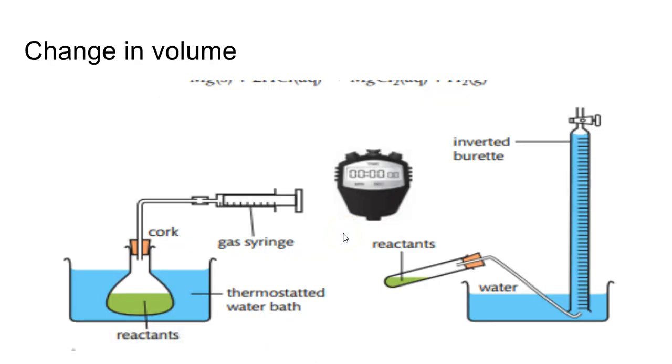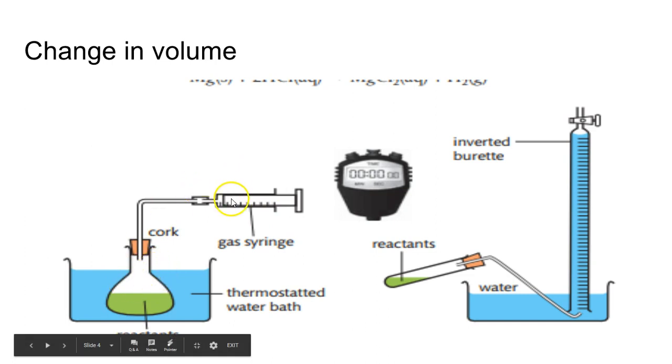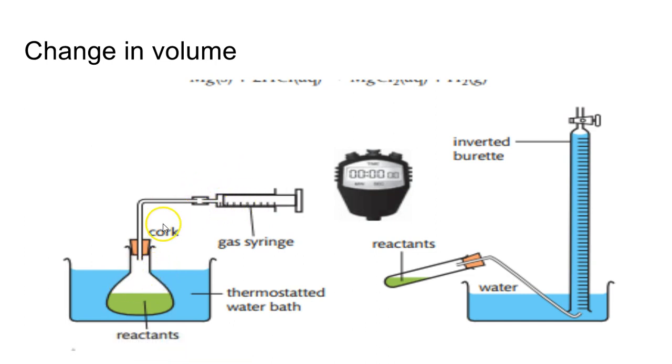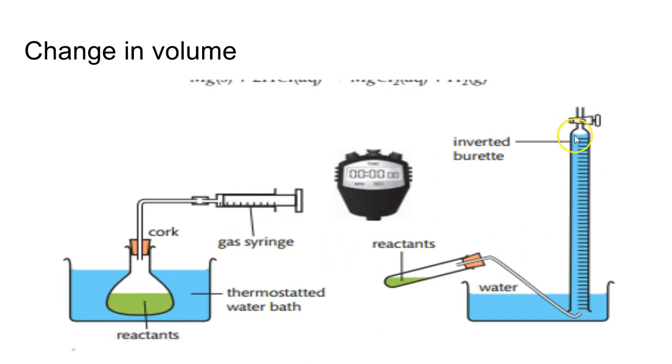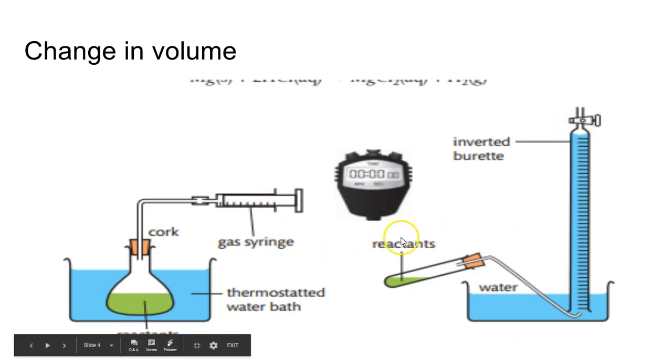So when we're doing these experiments, there are a lot of things that you can measure to try and measure the rate of the experiment. One is a change in volume. So you can set up something like this, and then you'll measure the change in volume that the gases will press on the syringe. We've also collected gas over water several times, so you should be familiar with the setup.